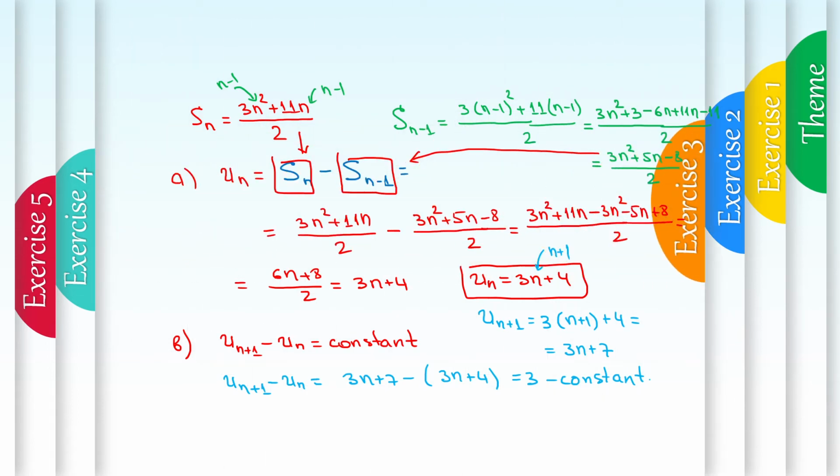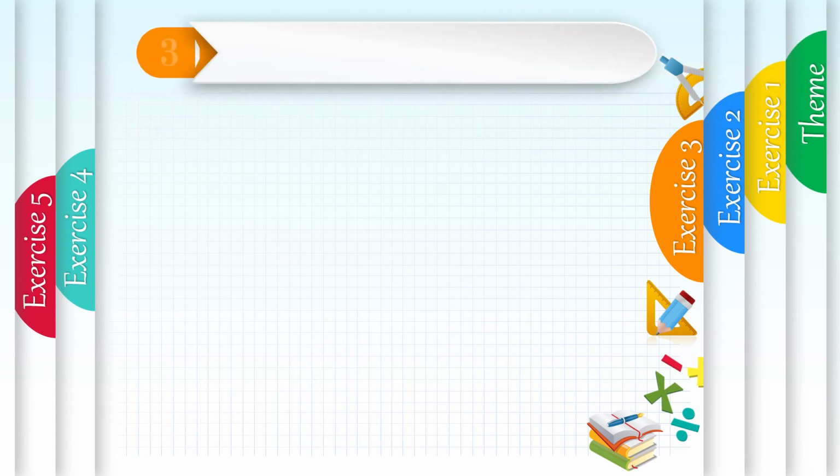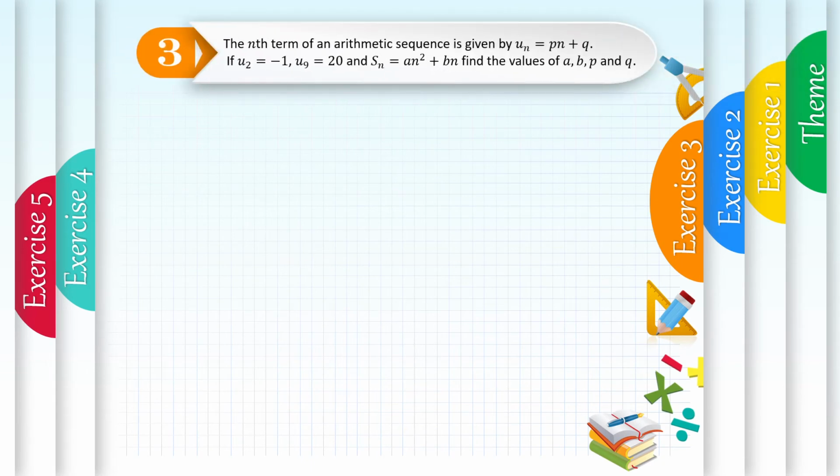In exercise number 3, we have the following. The nth term of an arithmetic sequence is given by the formula u sub n equals pn plus q. If u sub 2 is equal to minus 1, u sub 9 is equal to 20, and s sub n is equal to an squared plus bn, find the values of a, b, p, and q.